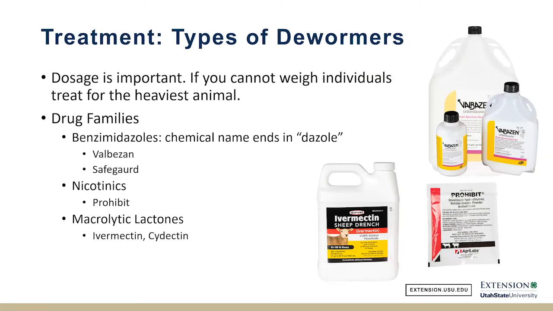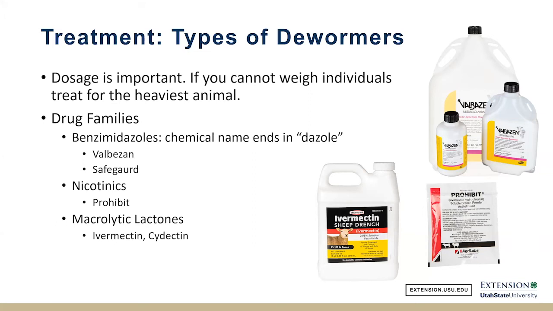Some of the treatments that we have to deal with the Barberpole worm include several different families of drugs. When we're treating our animals, one thing that we really want to remember is that the dosage is important. If you can't weigh all your animals, treating for your largest animal is the safest way to go, because we don't want to underdose our animals. We'll talk about why we don't want to do that in just a minute.